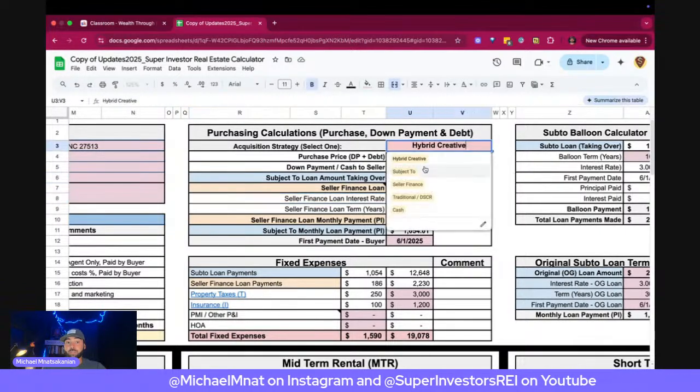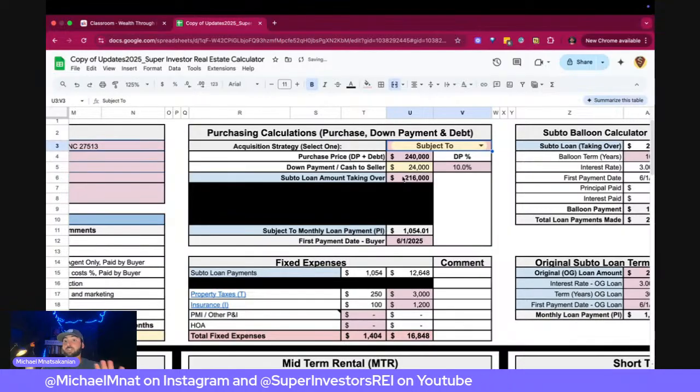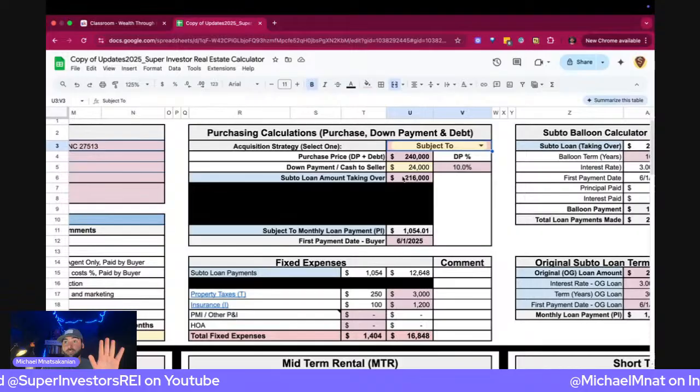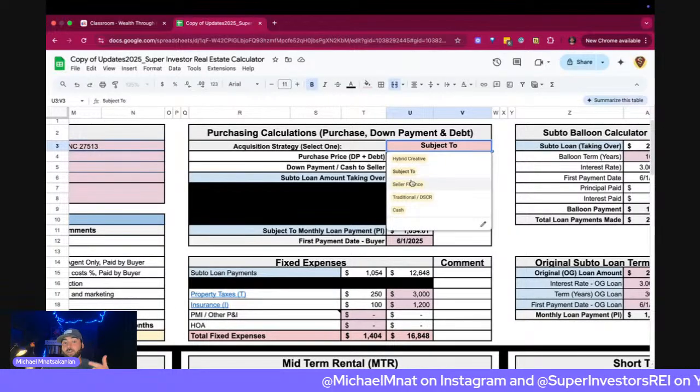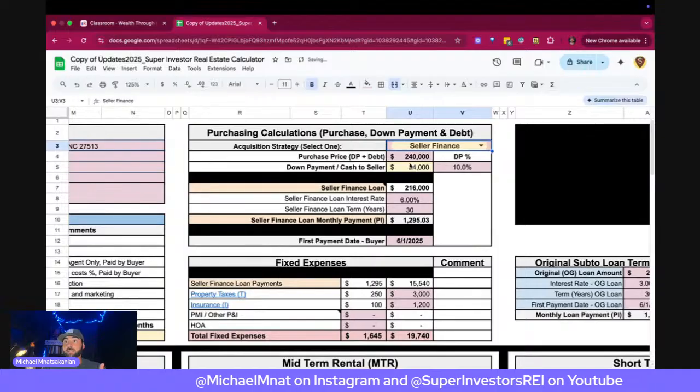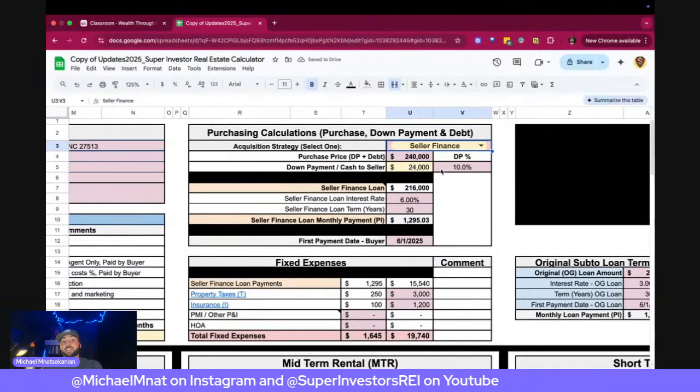If you're just doing subject to, great, you can use it for just a subject-to calculator. You're buying a property, you're just taking over the existing debt, paying the rest out to the seller as cash up front, no financing, great. Or the opposite, they own it outright and you're buying this property and the seller is financing it to you. You can do only seller finance as well.